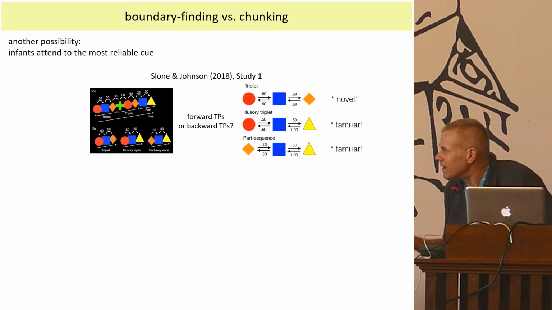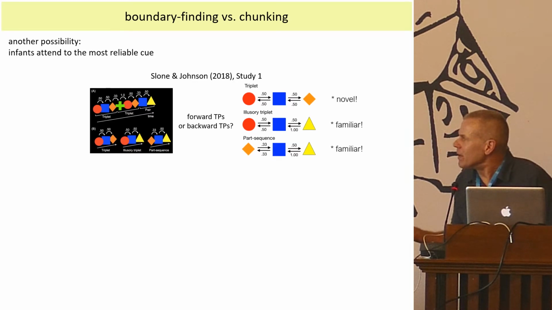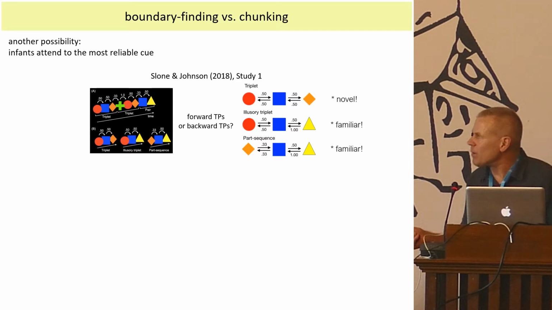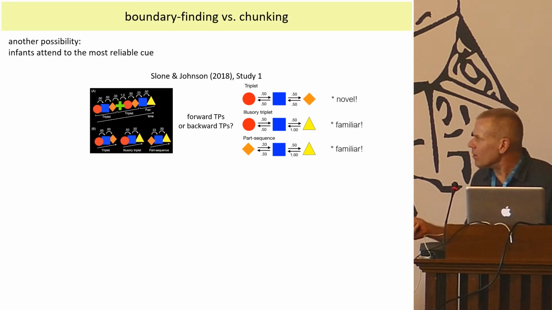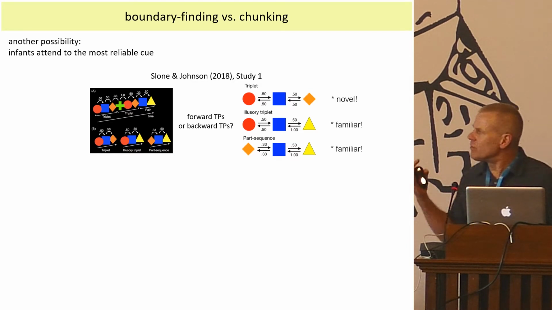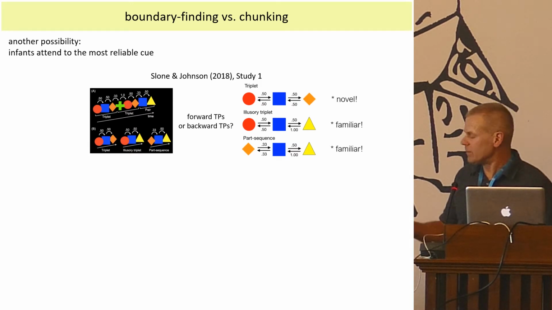But if you can look really, I'm sorry, it's kind of hard to see, but in the illusory triplet, the forward transitional probabilities are 0.5 and 0.5. But in fact, the backward transitional probabilities are different because of that one transitional probability, the 1.0, between the square and the triangle. So the backward transitional probability is 1, meaning the average of the backward transitional probabilities in the illusory triplet was actually stronger than the forward transitional probabilities.